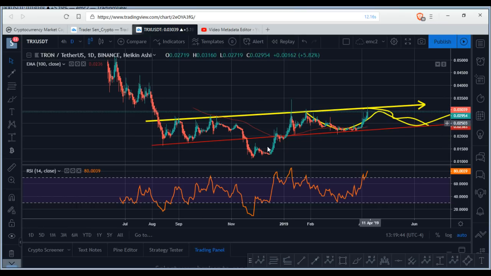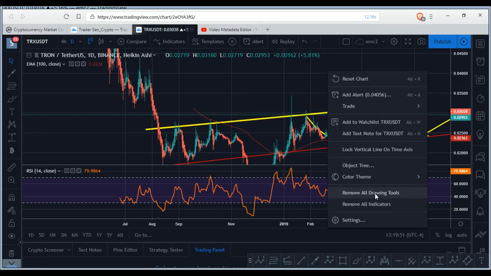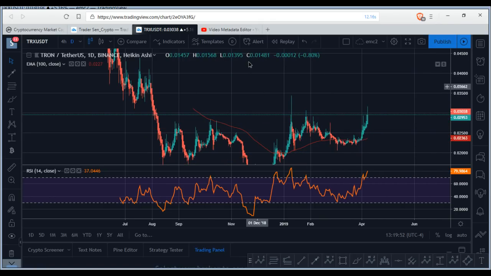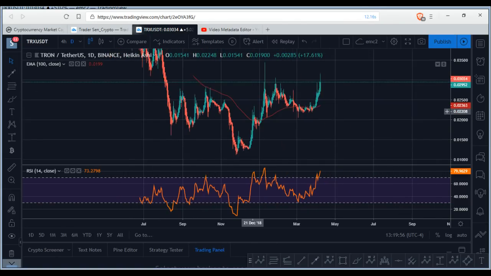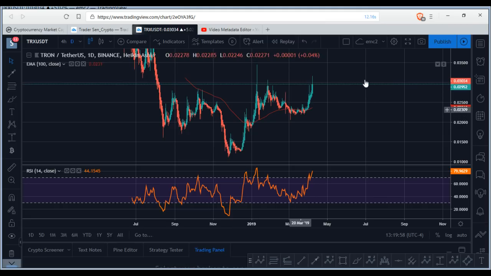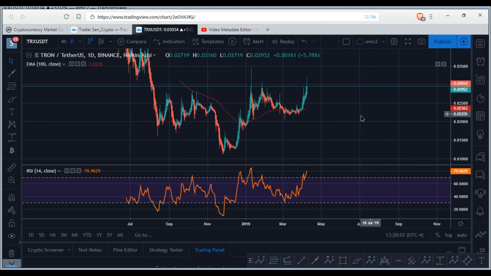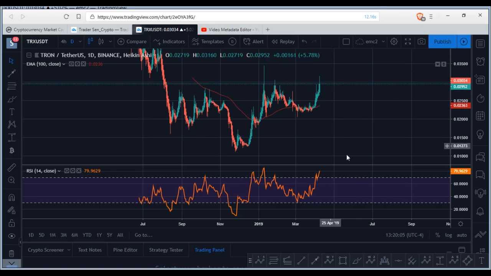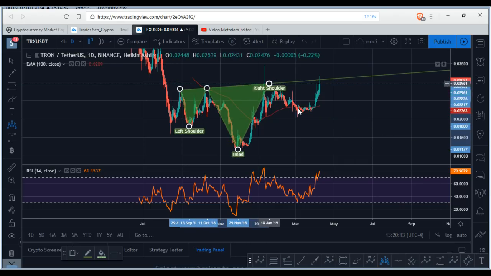A big support from the previous neckline, the left neckline, right? The right neckline, we've got another. Let me restart it so I can draw it for you guys. You can see it. It looks like XRP, right? Exactly. So what I'm expecting from Tron, at least for the short term, is a nice inverse head and shoulders, just like XRP BTC.